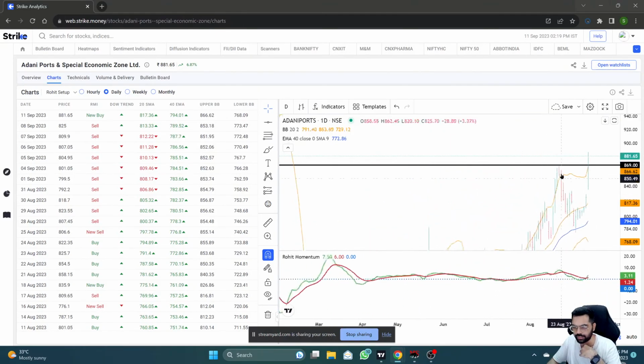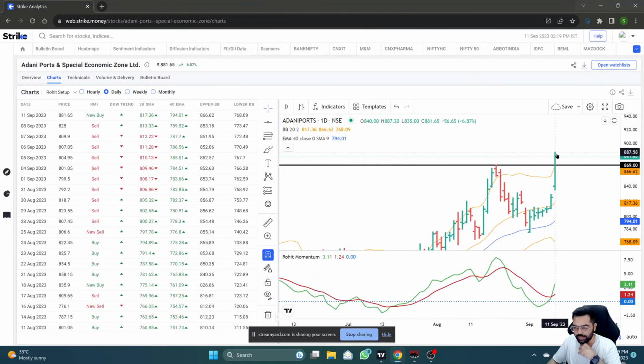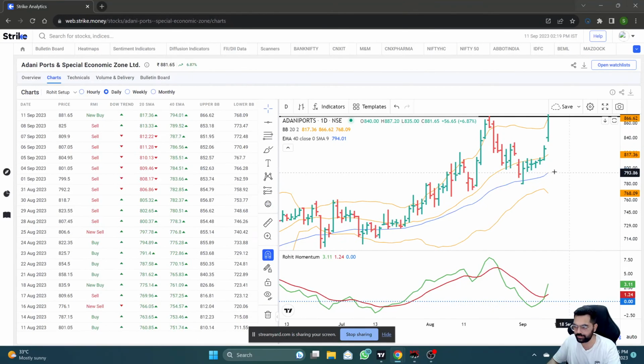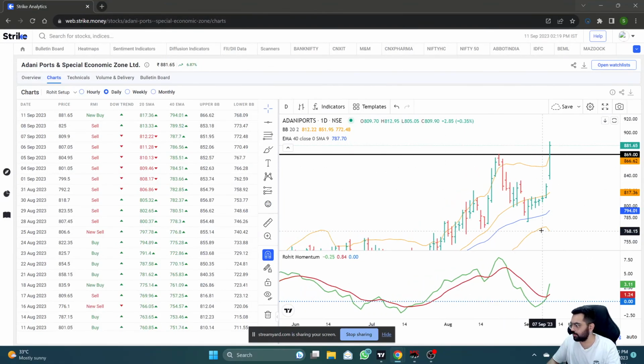If it is able to hold above this level, then probably any dip or any retest of this point would be a good point to consider in this stock. But do note that you're already getting all the four confirmations on the daily chart. All right. Any more questions?